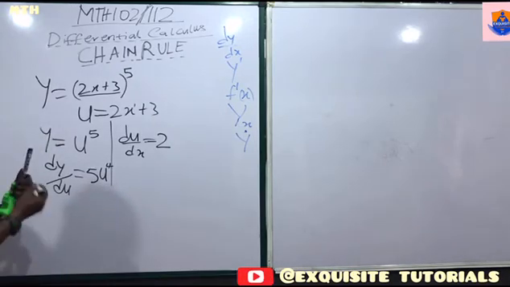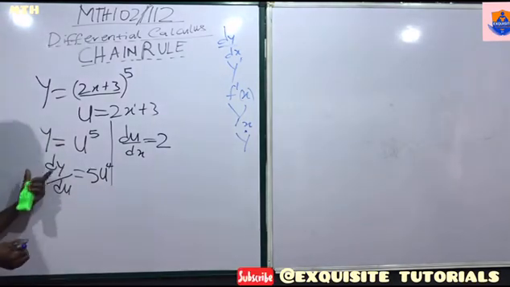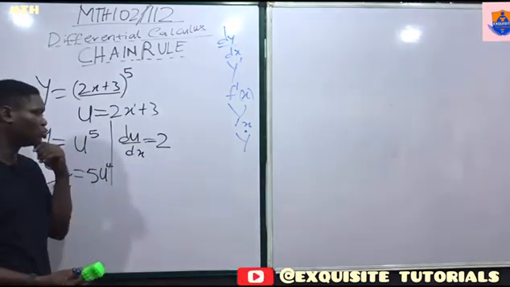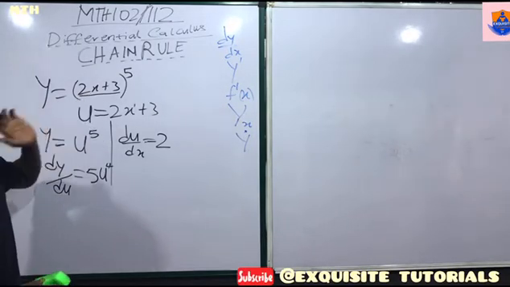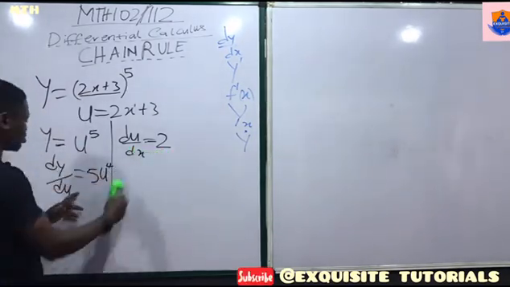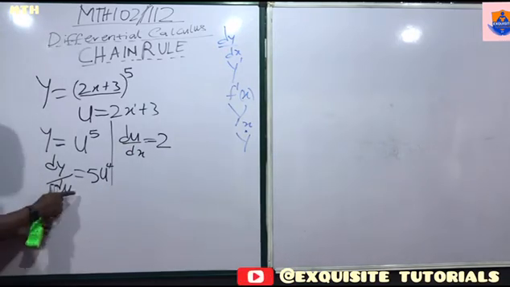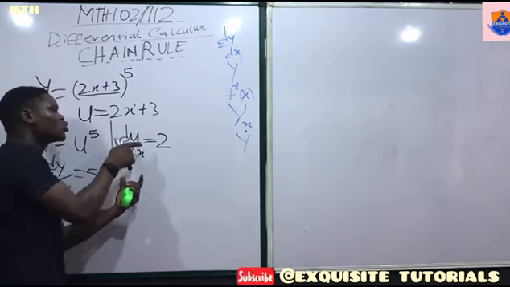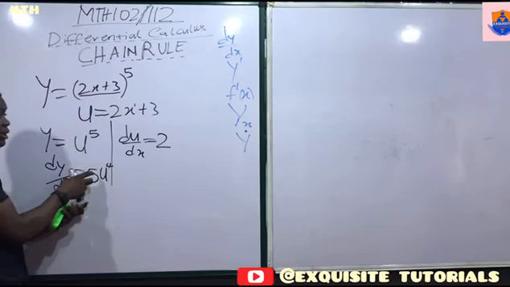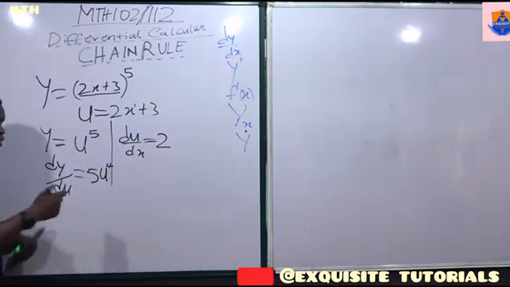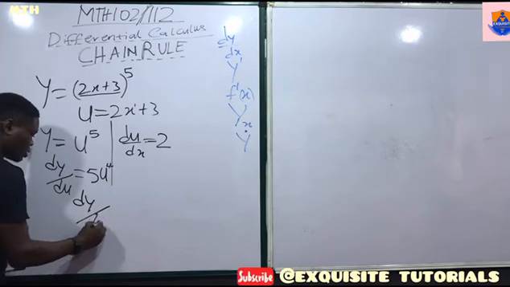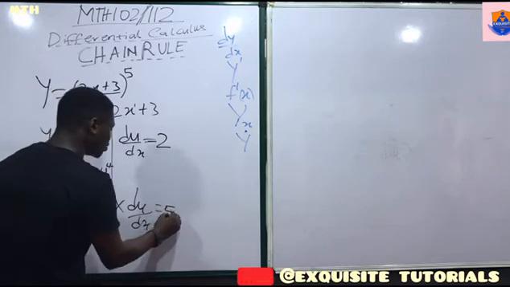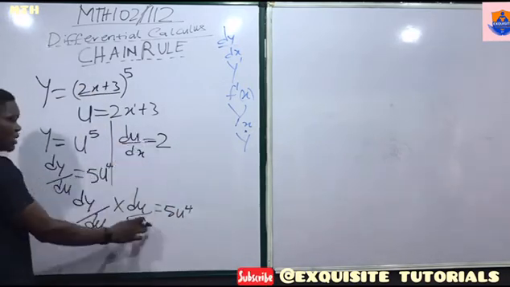Now, but that's not actually what we are looking for. We are not looking for dy over du in the original question. We are not looking for du over dx in the original question. What we are looking for is dy over dx. So how do we manipulate these two things to get our dy over dx? Now look closely. This du is at the denominator, and this du is at the numerator. So if I multiply these two things together, this du can cancel out with this. So if I have dy over du times du over dx, our dy over du is 5u raised to power 4. Then our du over dx is 2.